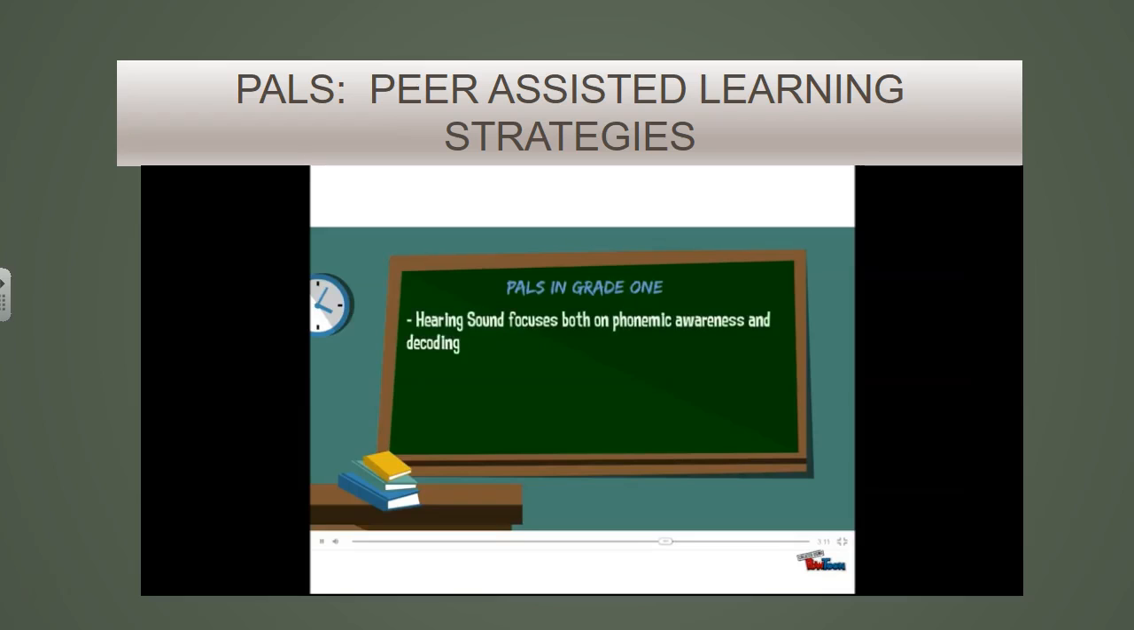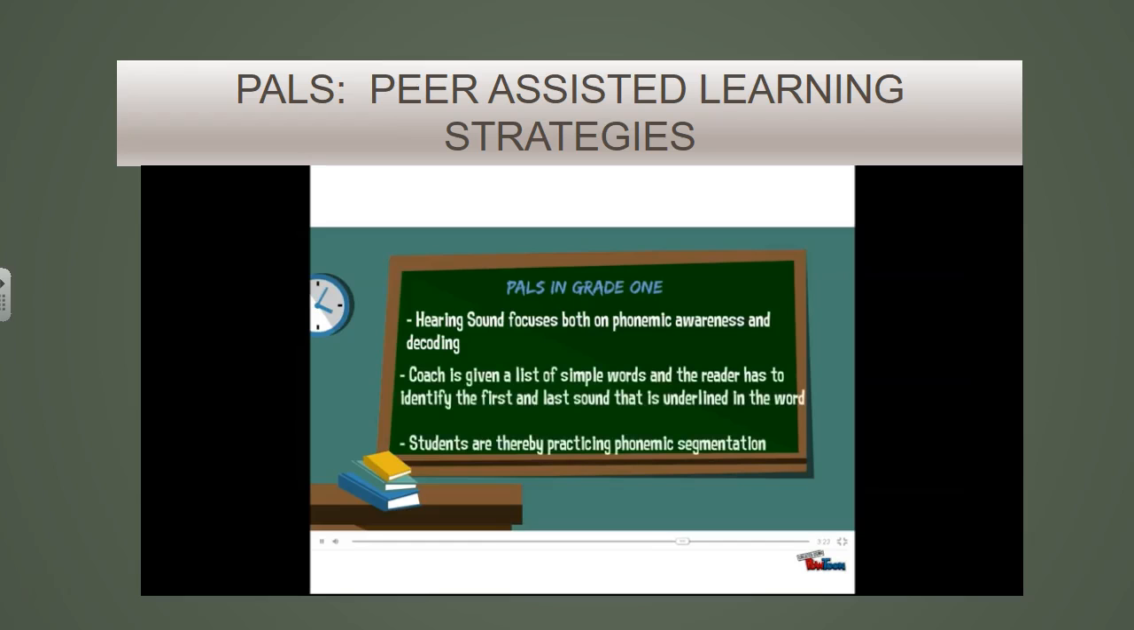First grade PALS has 2 main activities. There is sound and word and hearing sounds. We're going to talk about hearing sounds. Hearing sounds is performed in the same manner. The coach is given a list of simple words, and the reader has to identify the first and last sound that is underlined in the word. Students are thereby practicing phonemic segmentation.